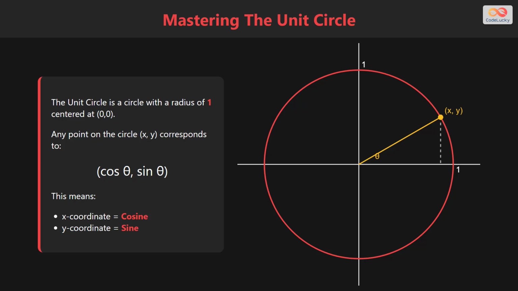Moving on to the unit circle. Imagine a circle with a radius of 1 centered at the origin. This concept bridges geometry and algebra. The key takeaway here is that for any point on this circle, the x-coordinate represents the cosine value, and the y-coordinate represents the sine value. If you can visualize this circle, you don't need to memorize nearly as many values.